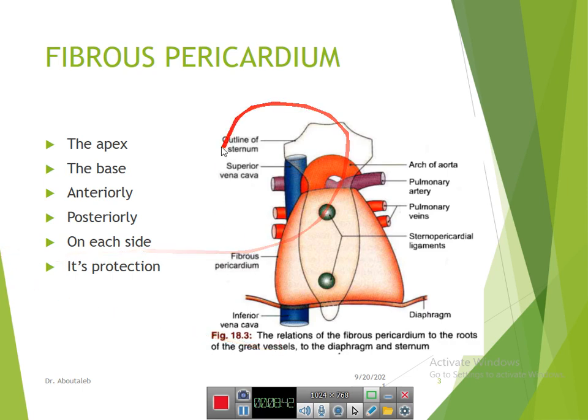On each side of the fibrous pericardium, it is related to the mediastinal pleura, the mediastinal surface of the lung, the phrenic nerve, and the pericardiophrenic vessels.